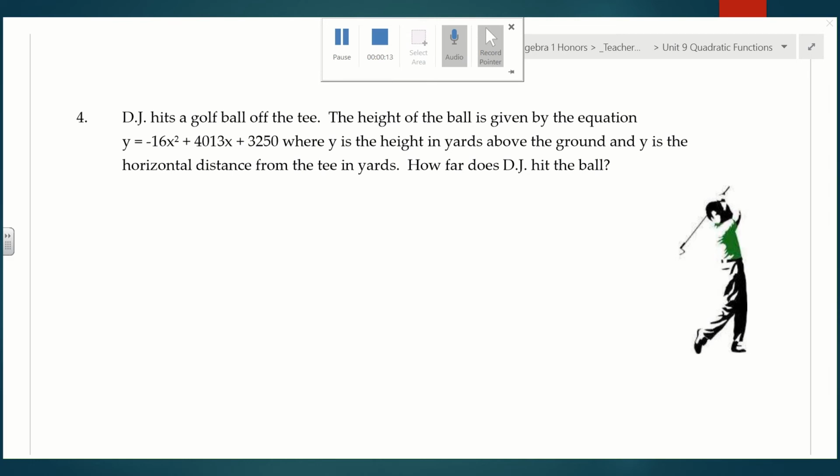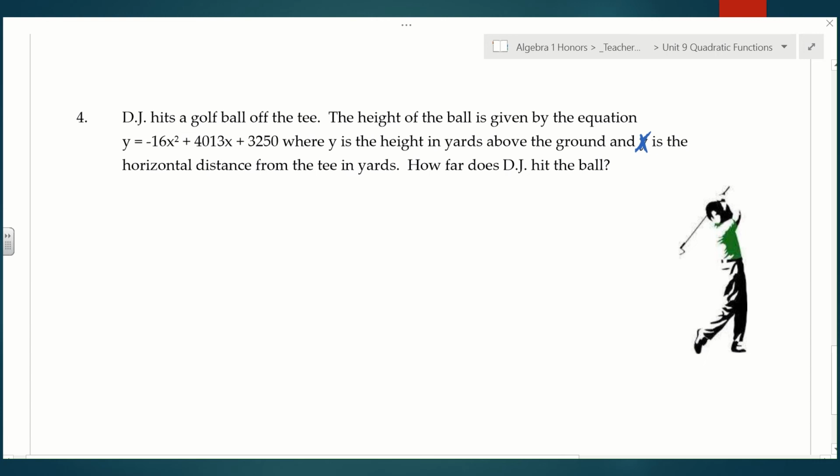DJ hits a golf ball off the tee. The height of the ball is given by the equation y equals negative 16x squared plus 4013x plus 3250, where y is the height in yards above the ground, and x is the horizontal distance from the tee in yards. Sorry about that, guys. Okay, how far does DJ hit the ball?